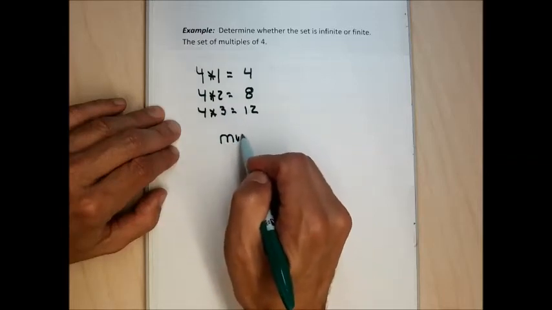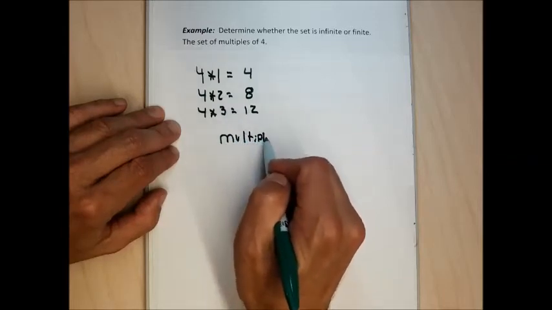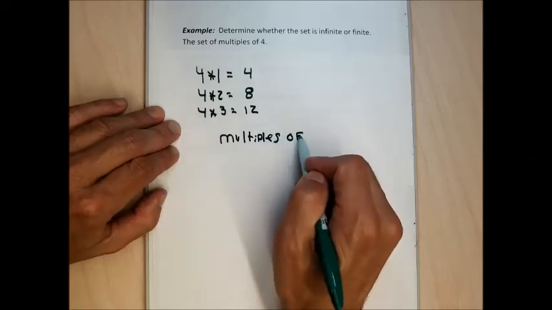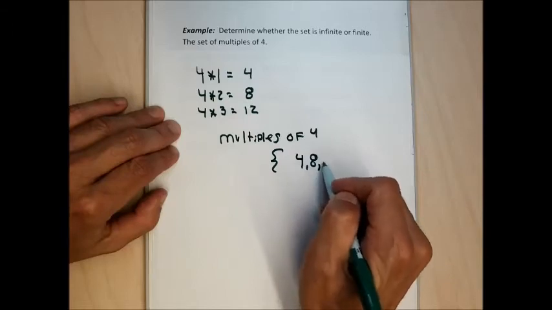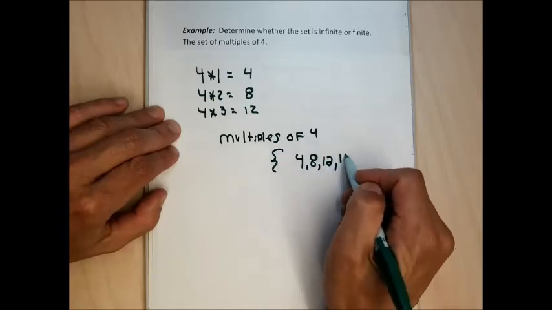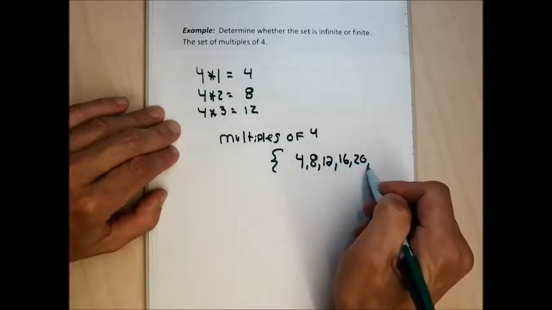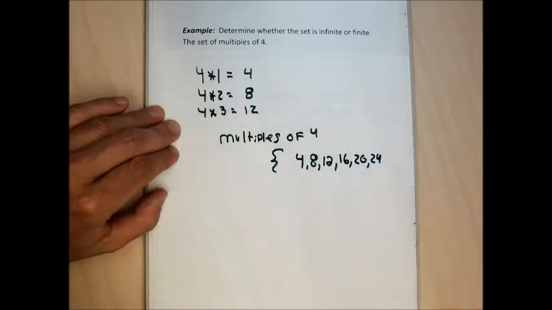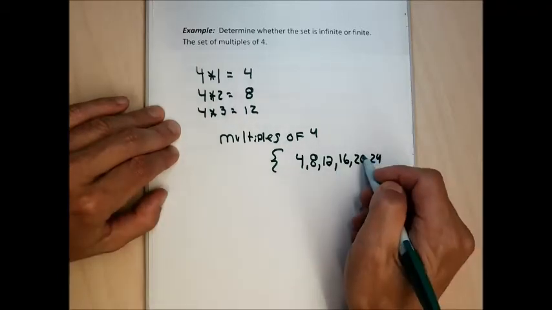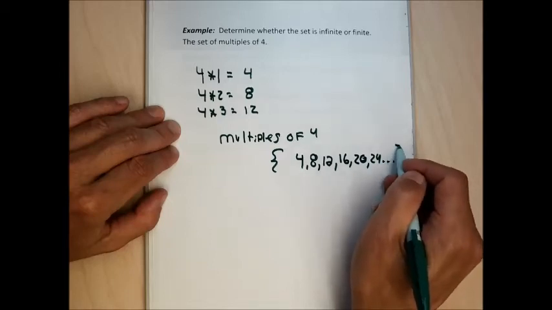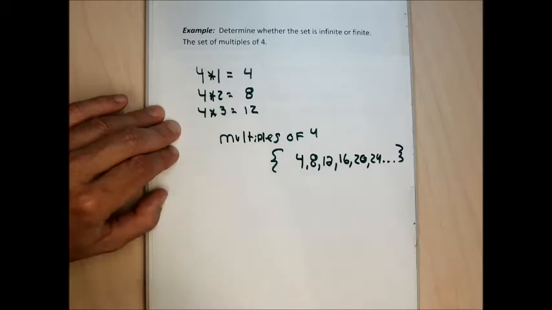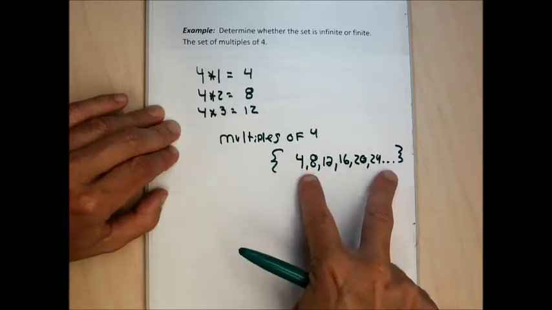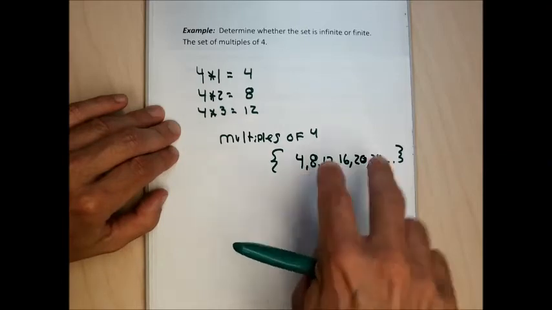The multiples of 4 is not a finite set. The positive multiples of 4 would be like 4, 8, 12, 16, 20, 24. I can multiply any integer by 4 and get a multiple of 4. That pattern is going to go on forever in the positive direction. It also would go forever in the negative direction, but I don't really need to worry about negative multiples. This is enough to tell me that this is an infinite set.